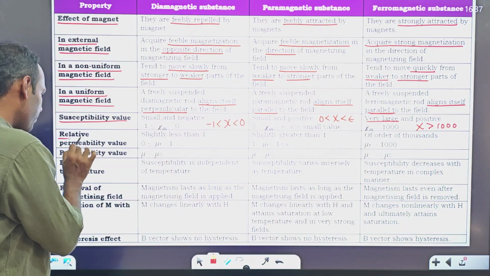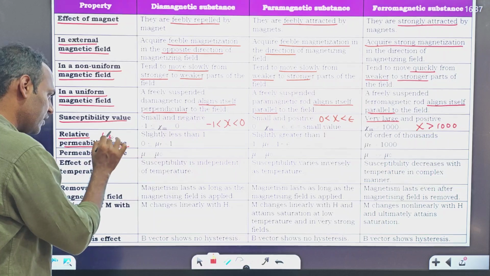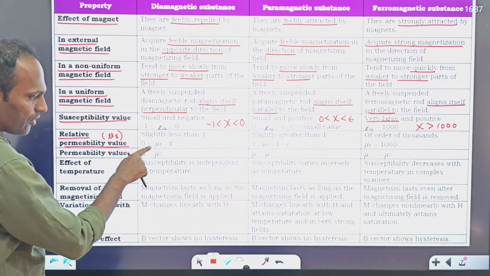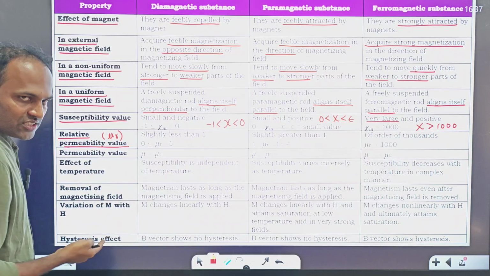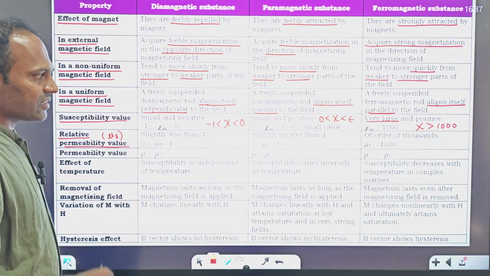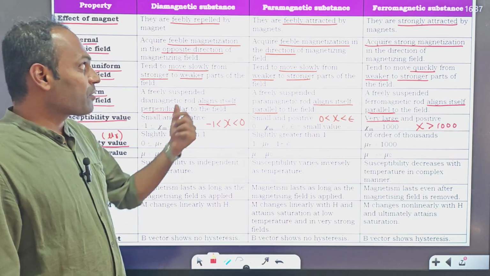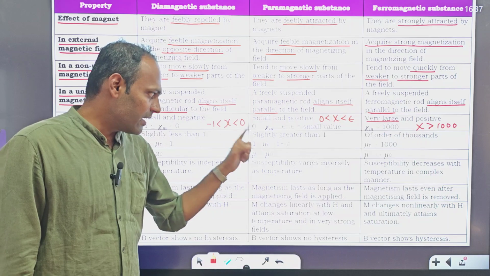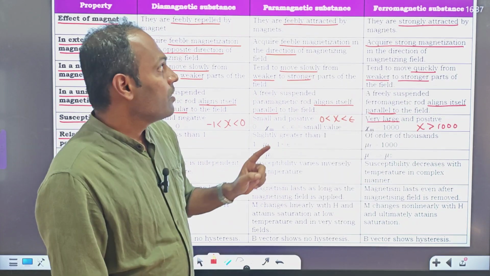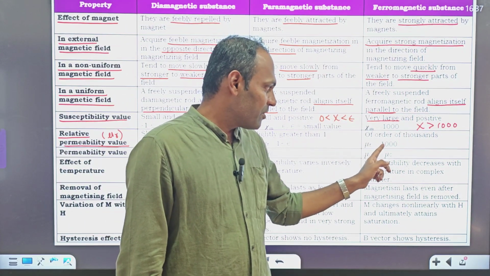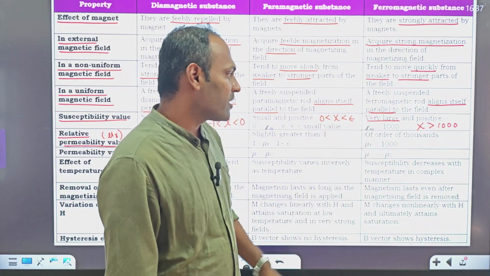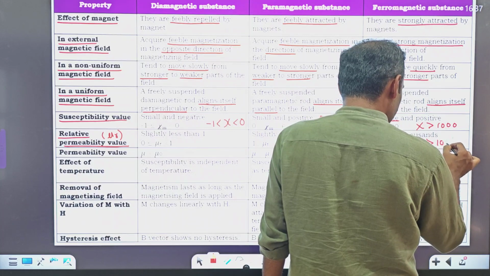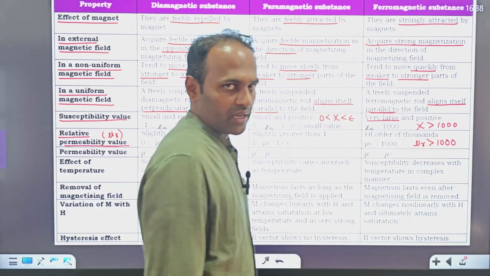Next, relative permeability, mu r. For diamagnetic material, relative permeability is slightly less than 1 and greater than 0. Relative permeability of paramagnetic substance is slightly greater than 1, less than 1 plus epsilon. Ferromagnetic substance relative permeability is greater than 1000. So all the quantities are larger. That's why we call it a stronger magnetic material.